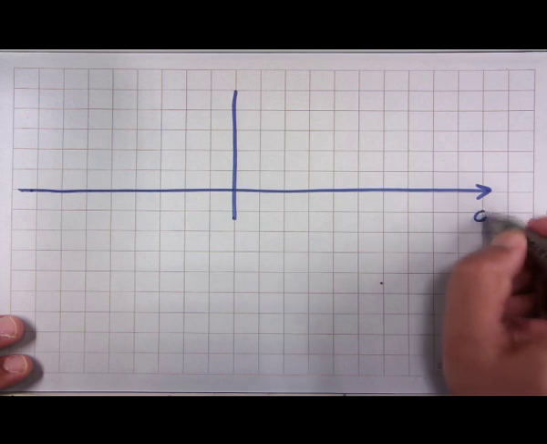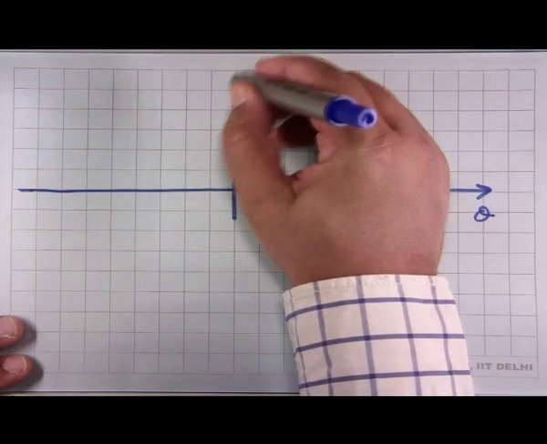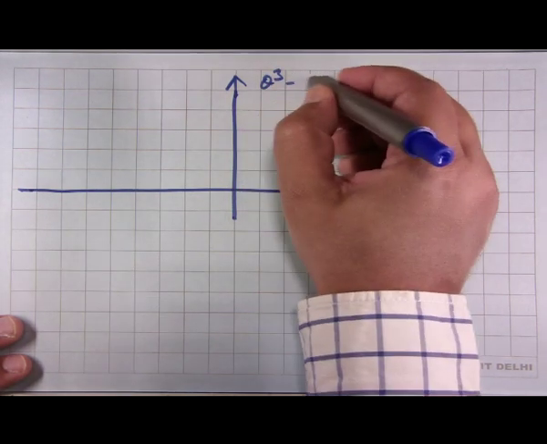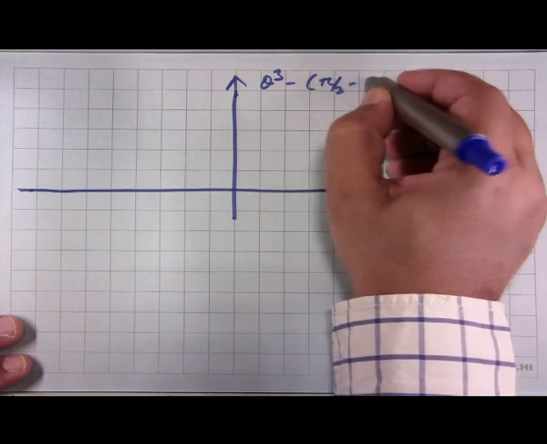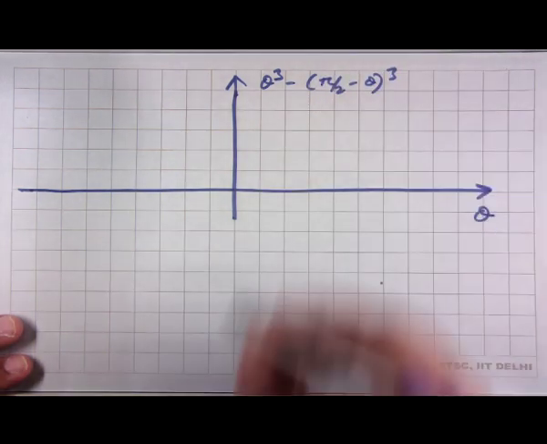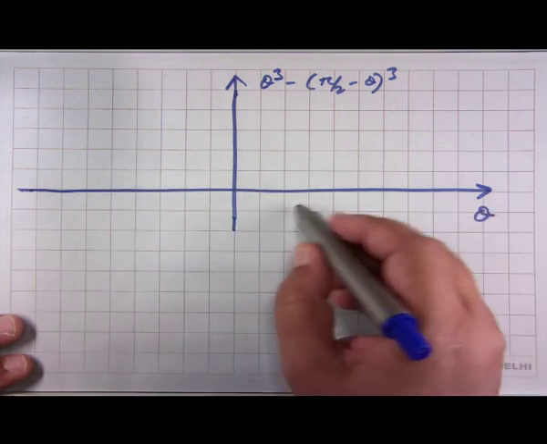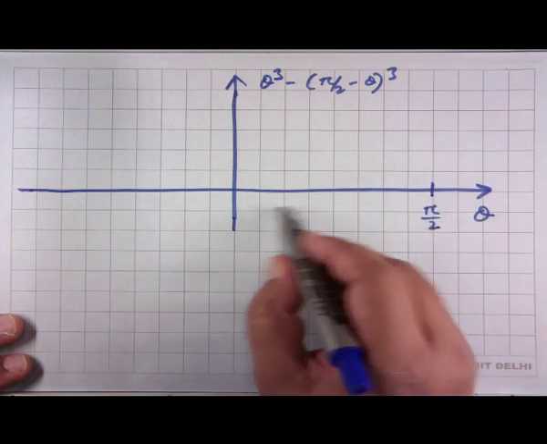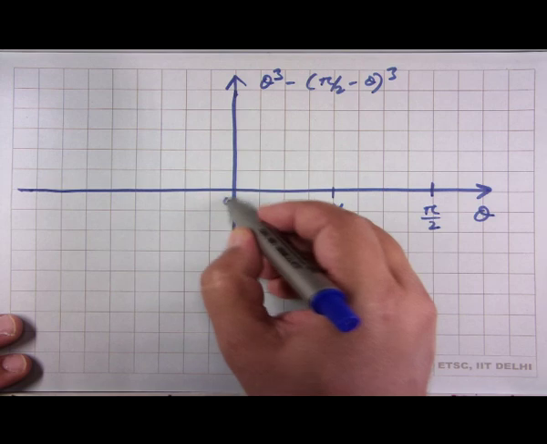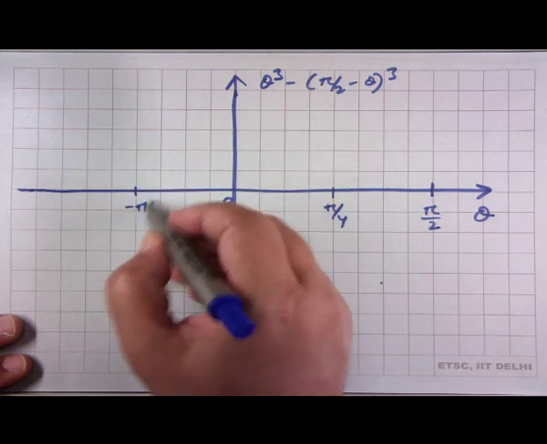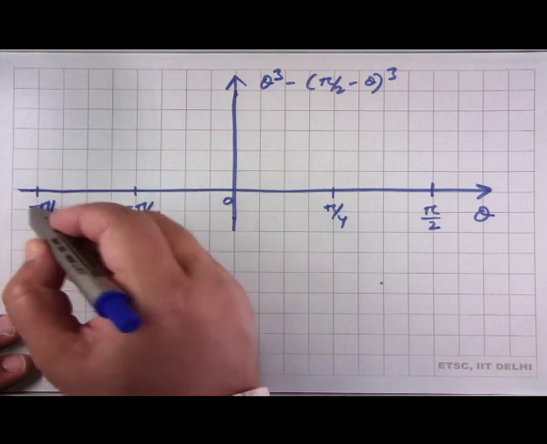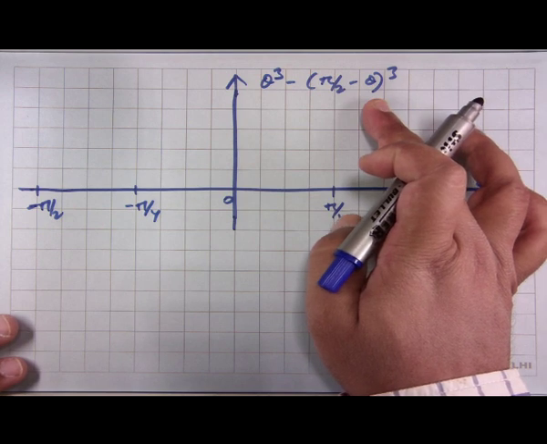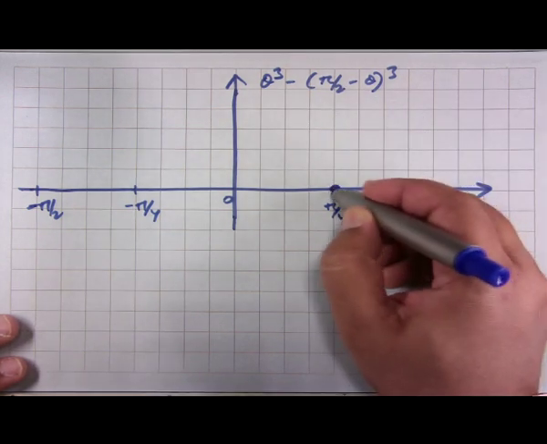So, here we have θ on the horizontal axis, and on the vertical axis we are going to plot θ cube minus (pi by 2 minus θ) cube, and we have θ, let us say, between minus pi by 2 and plus pi by 2. So, let us say this is our pi by 2, this is pi by 4, this is 0, this is minus pi over 4, and this is minus pi over 2. So, we know that this value is exactly equal to 0 at θ equal to pi by 4.